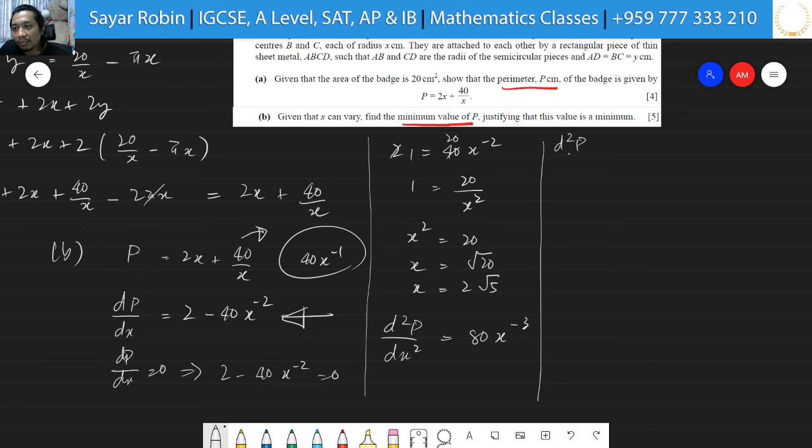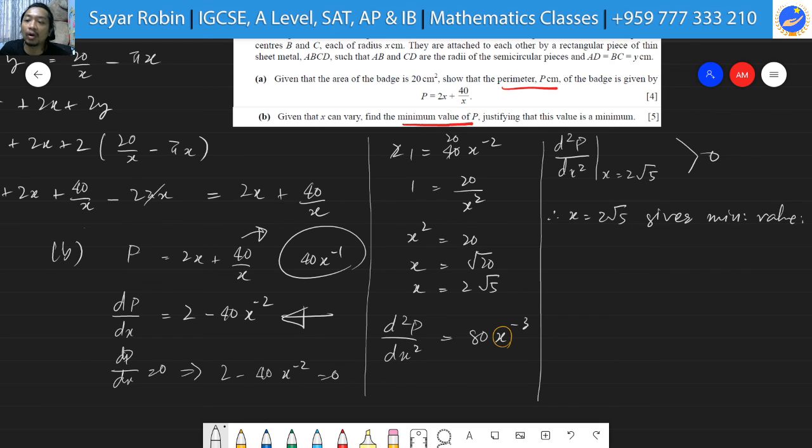So d2P over dx squared at x equal to 2 root 5: by using a calculator, you substitute the x value into x raised to the power negative 3, whatever it is. It will give you a positive value, which multiplied by 80 is also a positive value. That's why we can directly write down greater than 0, a positive value. The second derivative is a positive value, so we can say that the value must be a minimum. Therefore, x equal to 2 root 5 gives the minimum value. We have already verified that this is a minimum.